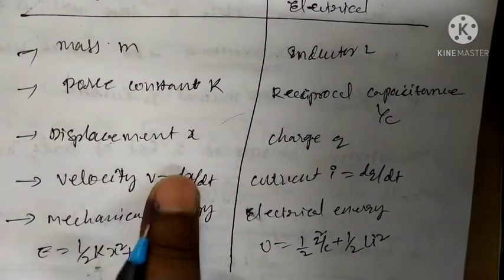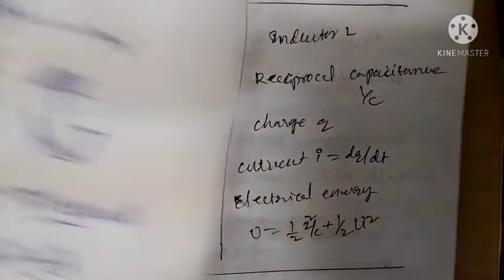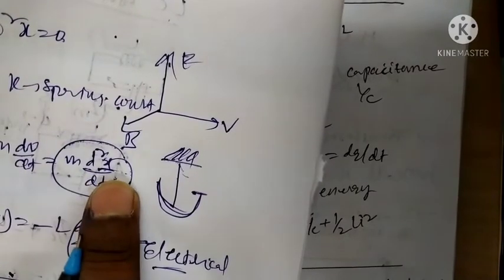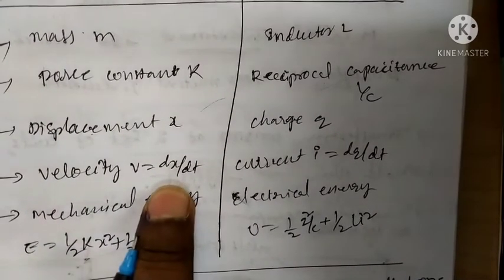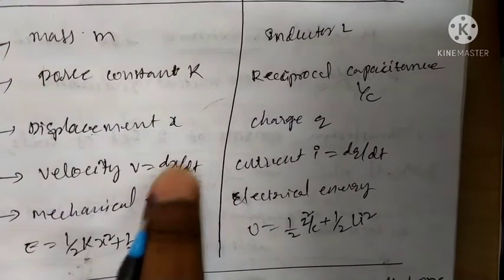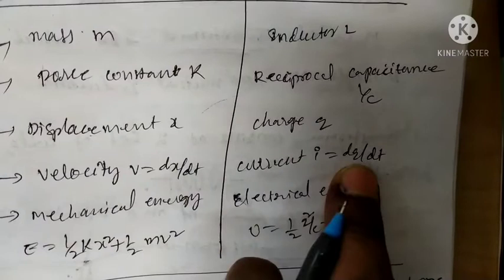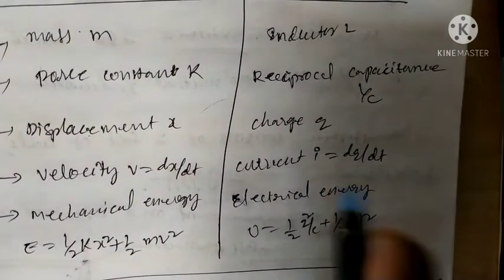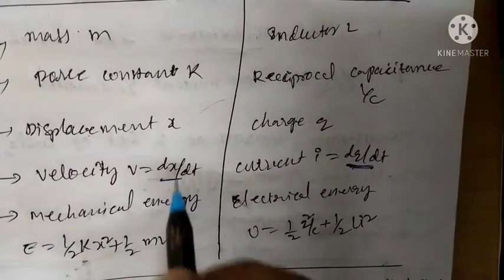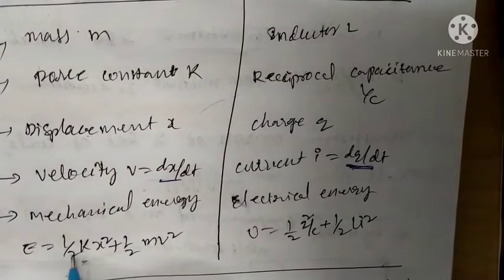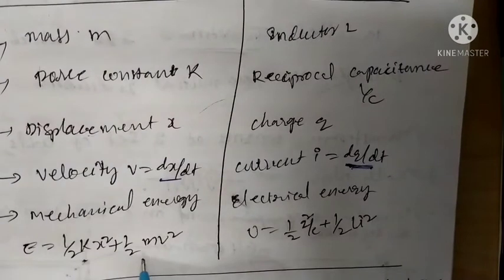Velocity v is equal to ∂x/∂t. Sorry, the second derivative is acceleration. This is displacement in the mechanical case, that is simple harmonic motion displacement. In the case of current, only the charge changes. In the mechanical case, displacement changes. The mechanical energy equation is ½kx² + ½mv², that is potential energy and kinetic energy.